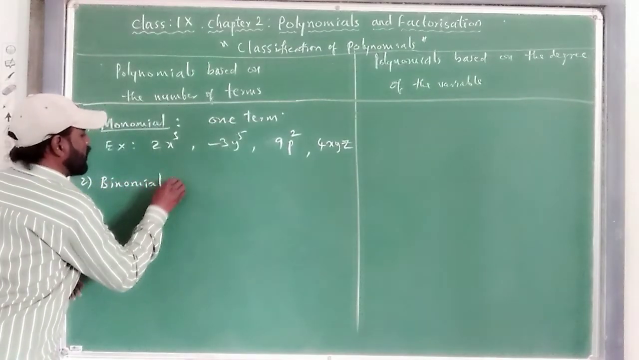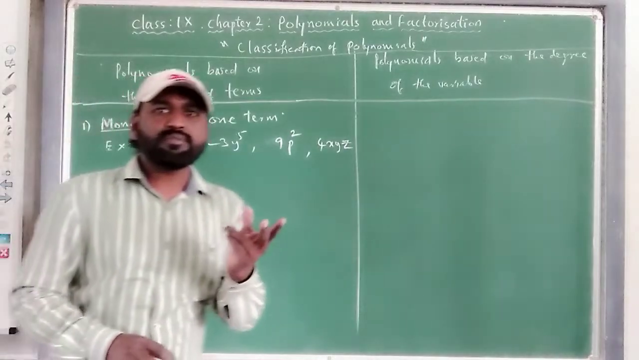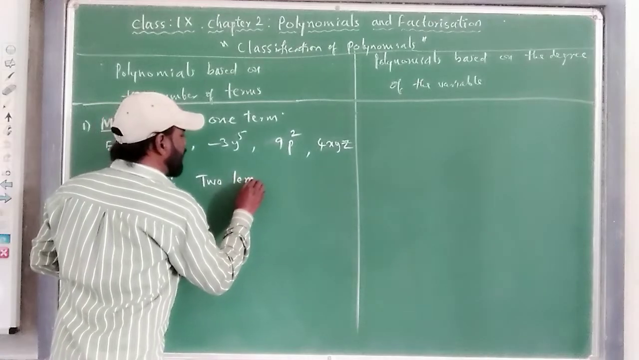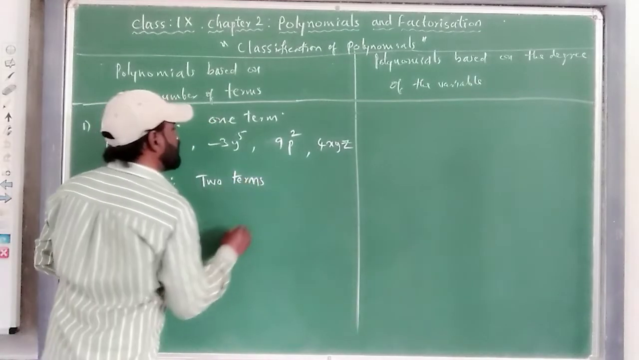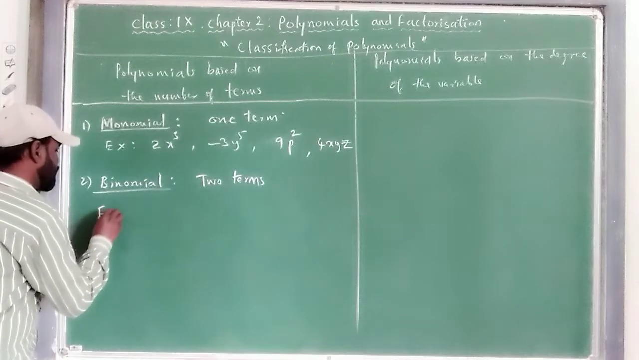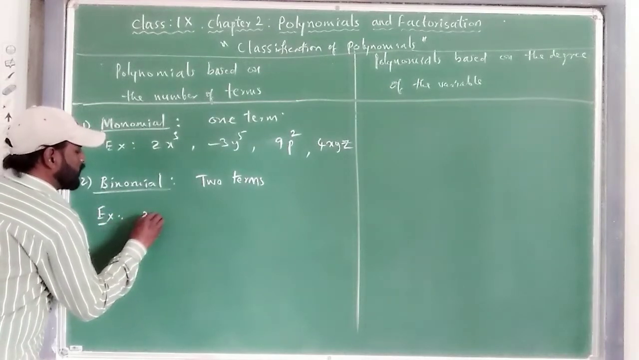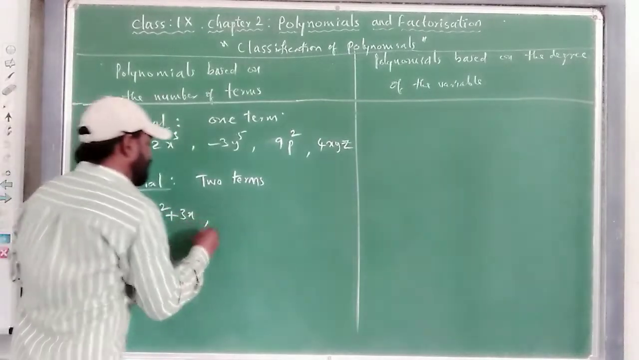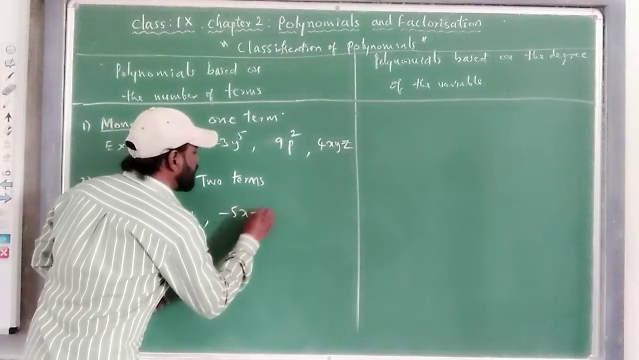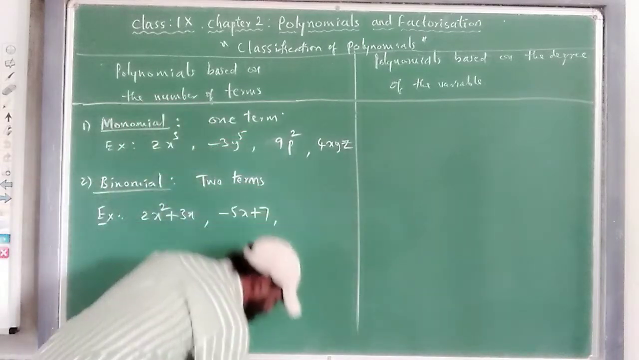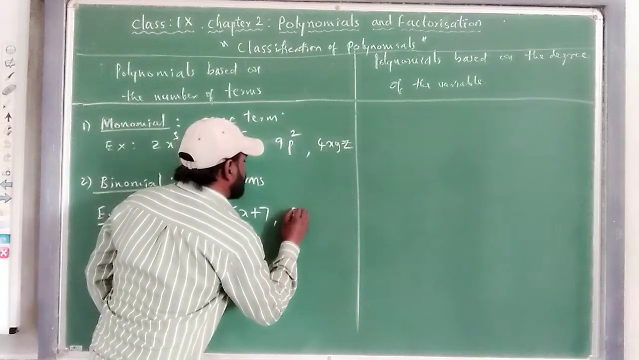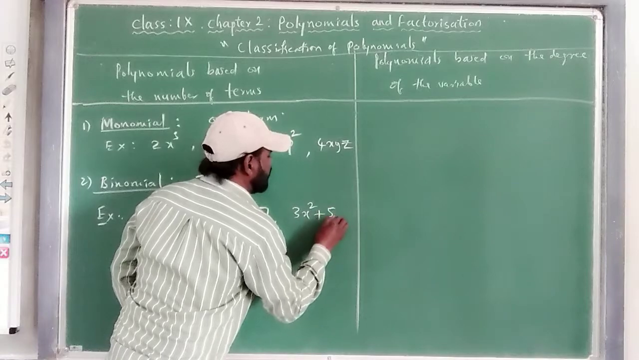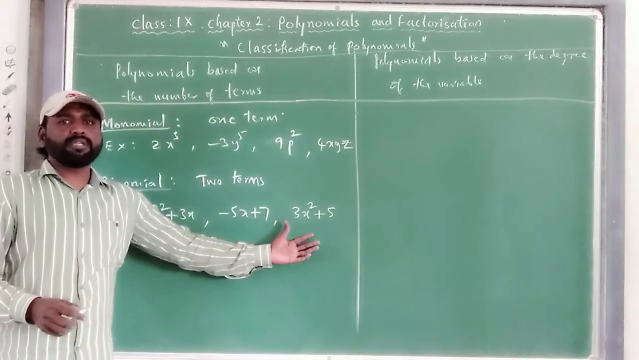Next one, binomial. Binomial means there will be how many terms? Only two terms. An algebraic expression with two terms is called binomial. For example, 2x square plus 3x, or 5x plus 7, or 3x square plus 5, like that. There are only two terms.